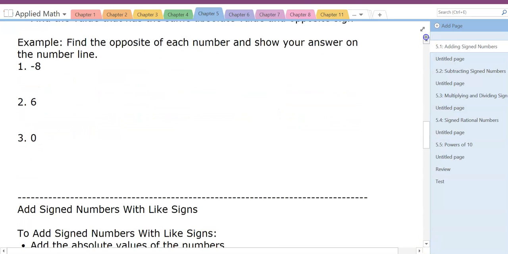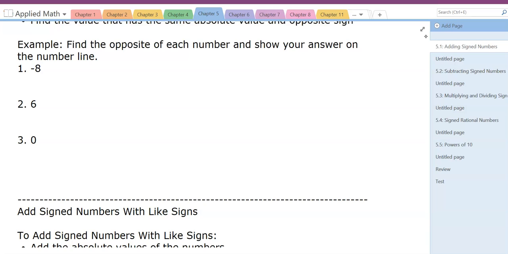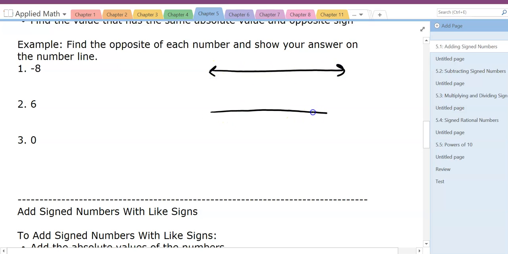Okay, so take a second and by yourself in your notes, write down the opposites of these 3 numbers. And then they do want you to show your answer on the number line. So that just means draw a small number line here. 0 should be in the middle. And I want to see you guys place the number that they give you and then its opposite.